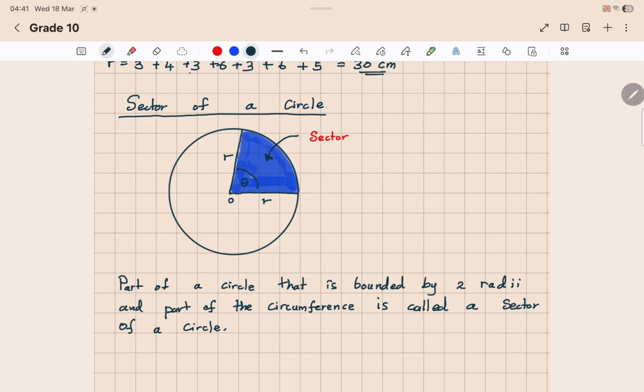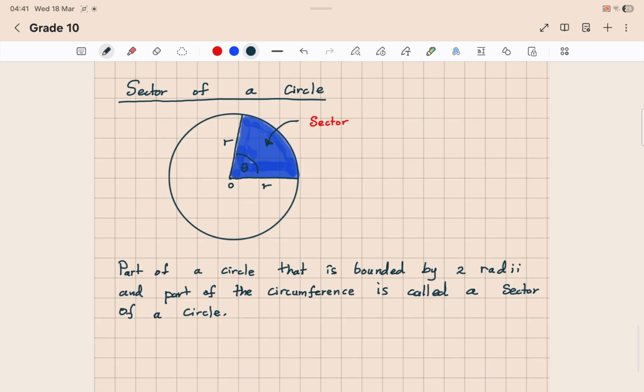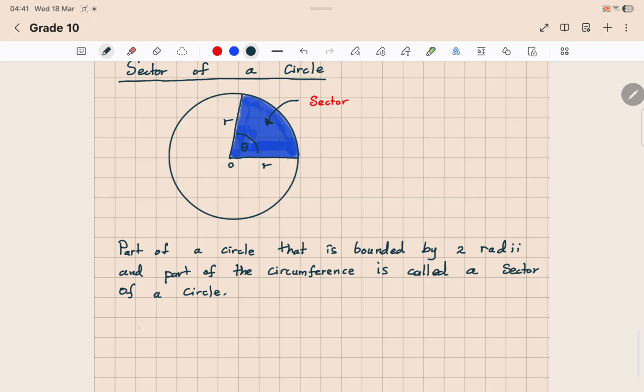So this angle at the center can be from 0 to 360. Theta can go from 0 to 360. The angle at the center starts from 0 and can change up to 360.